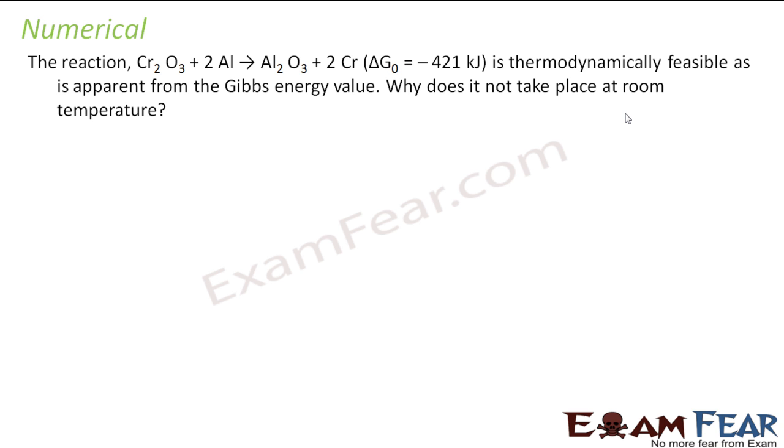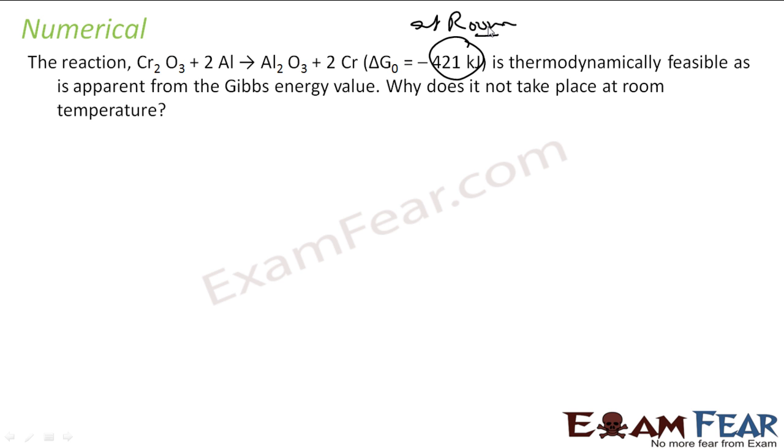So the question says the reaction Cr2O3 plus aluminum gives Al2O3 and Cr. For this delta G is minus 421, and this value is at room temperature. But still the reaction doesn't happen. Why? If delta G is negative, the reaction should happen.